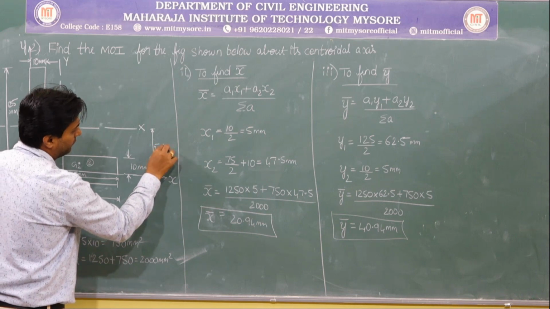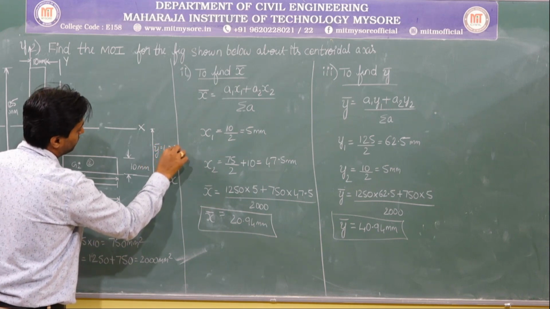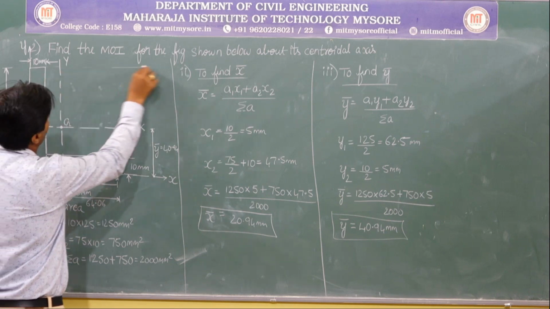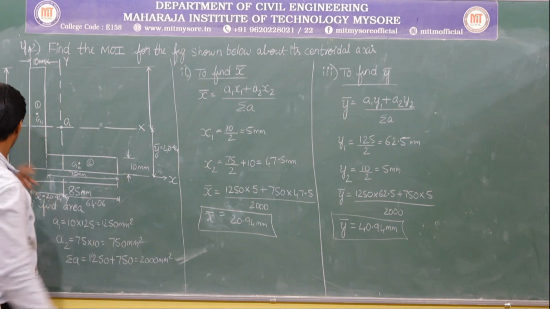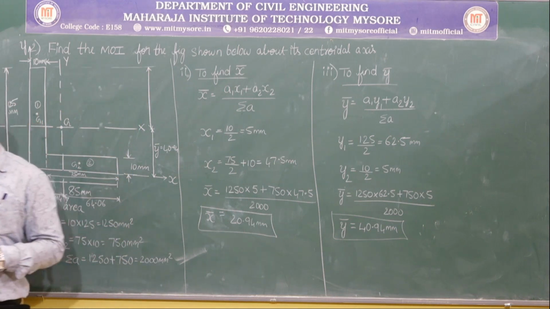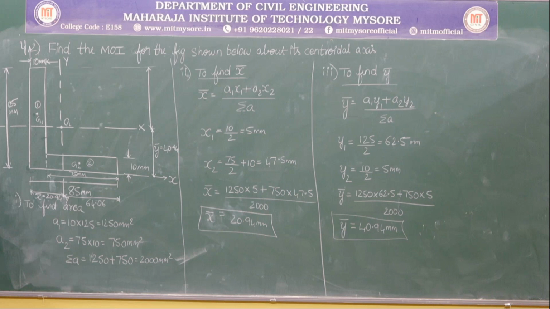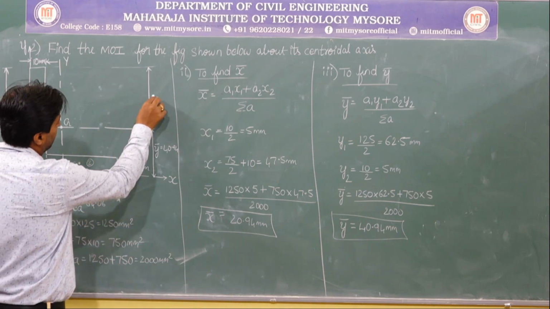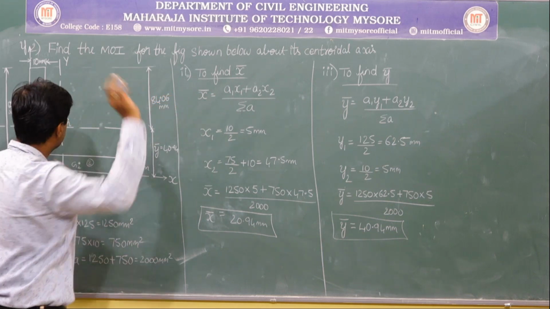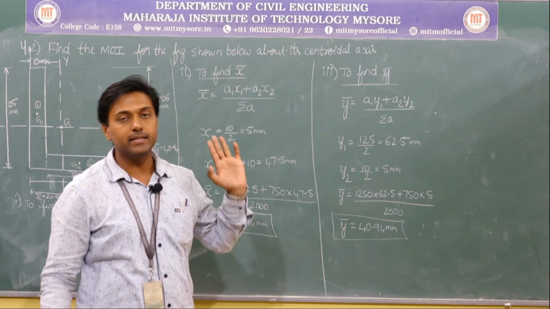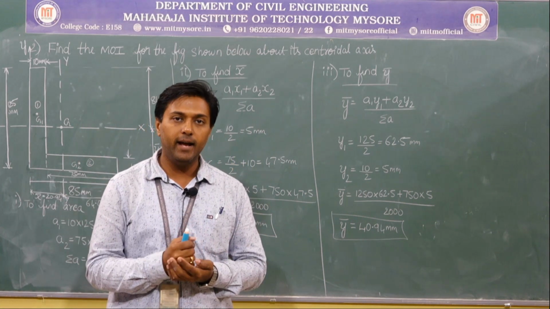So y bar is 40.94. And what is the remaining distance? The total is 125 minus 40.94. Just a moment. It is 84.06. So now we have marked the centroid.